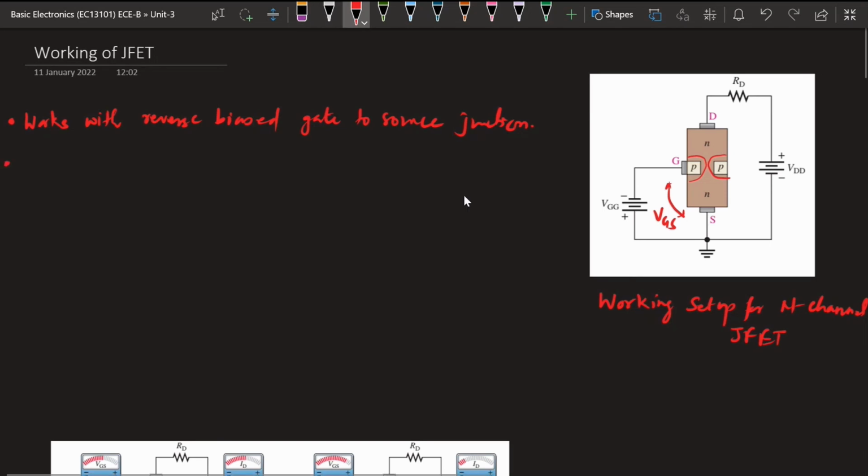And we will be varying the drain to source voltage. As we increase the drain to source voltage, at constant gate to source voltage, there will be an increase in current. So the current will increase with the increase in drain to source voltage.